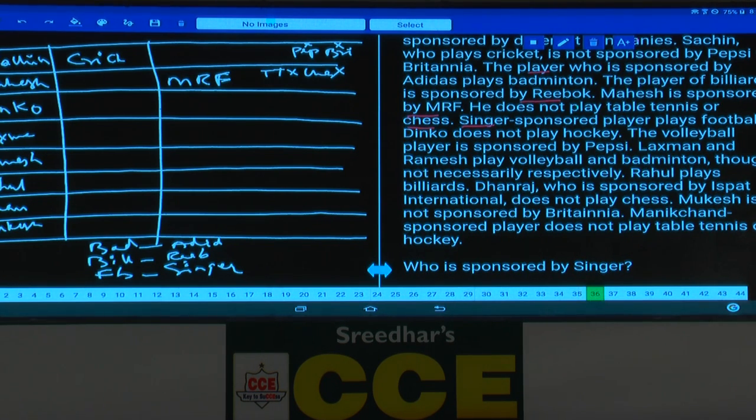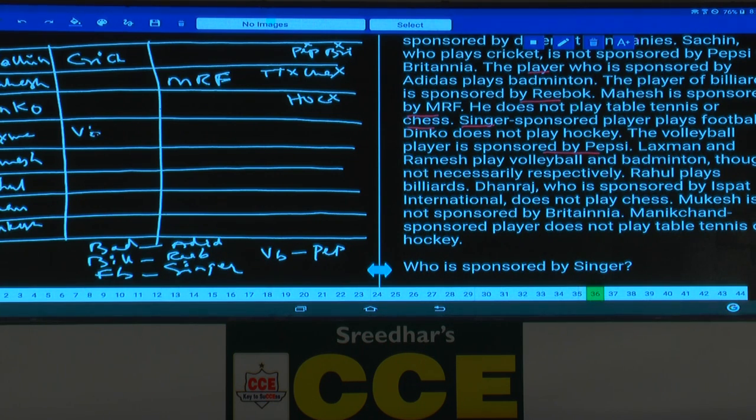Now the Singer sponsored player plays football. Next one. And Dinku does not play hockey. Hence hockey here is ruled out. Hockey cannot be here. And the volleyball player is sponsored by Pepsi. Now this volleyball is sponsored by whom? Pepsi. The volleyball player is sponsored by Pepsi. And Laxman and Ramesh play volleyball and badminton. If Laxman plays volleyball, Ramesh plays badminton, isn't it?